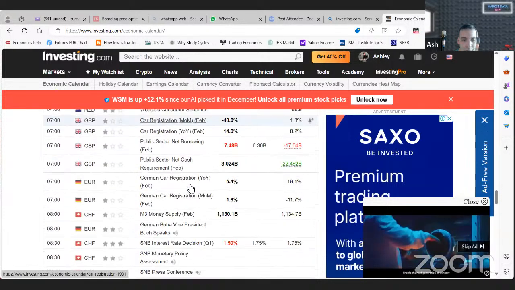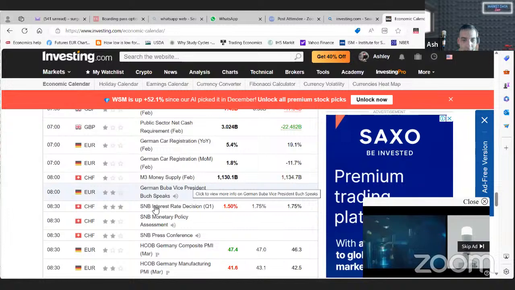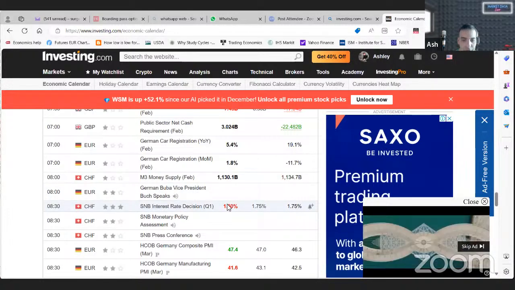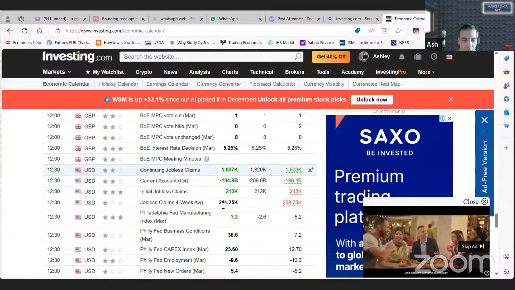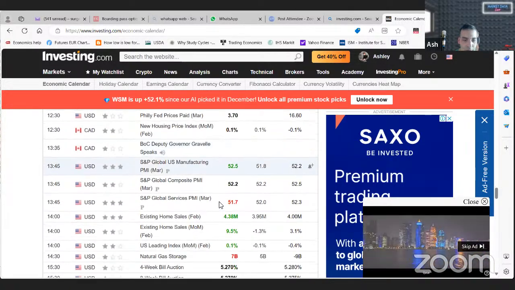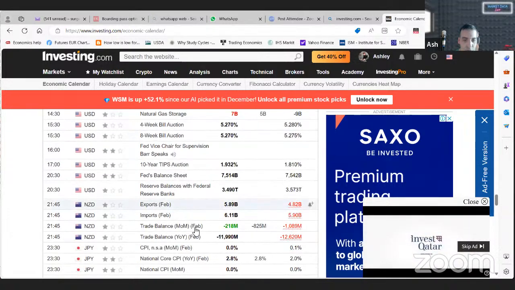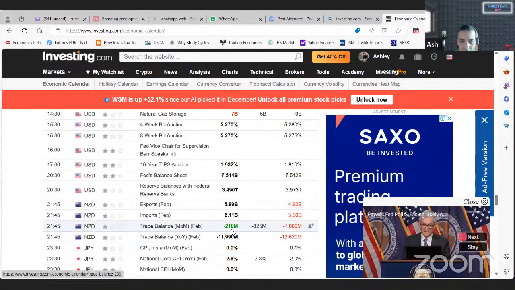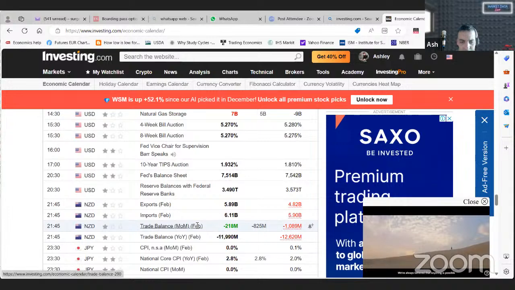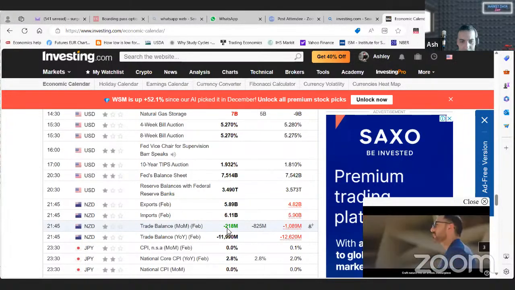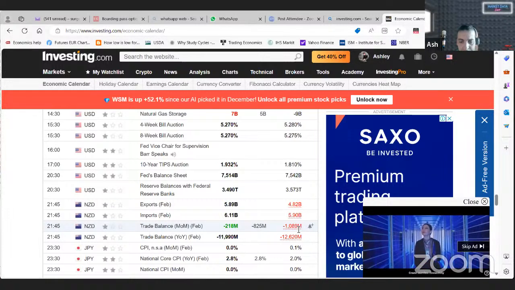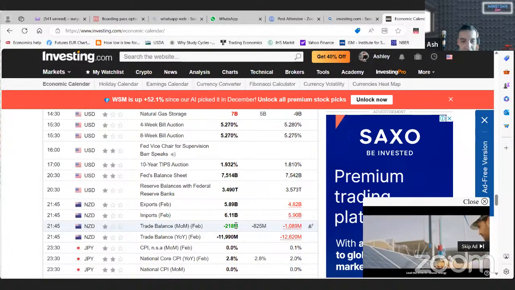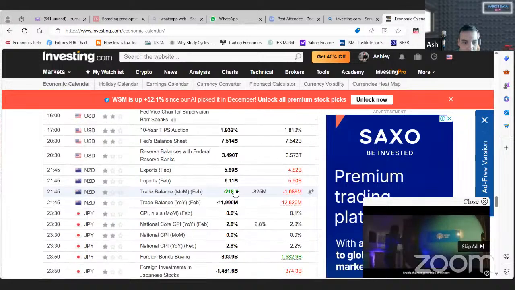But there were a few things pointing at that GDP print coming out. SNB interest rate, they lowered the interest rate to 1.50%, which was great, and that helped a lot of Swiss pairs that had the Swissy as a short. Now, trade balance, I'm still looking at the Kiwi numbers here. Trade balance at negative 218 million from 1,089 million. So actually, that's not too bad. That's an improvement. And then what happened on Friday?